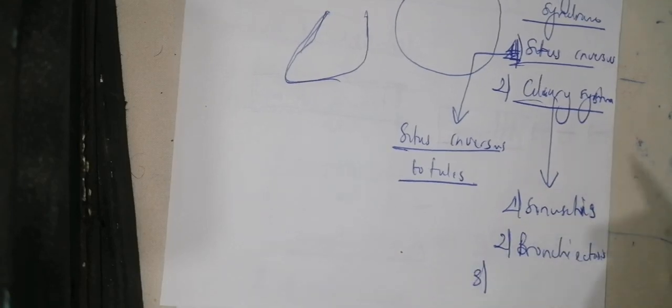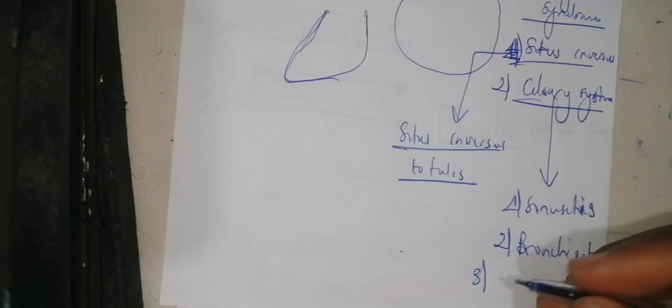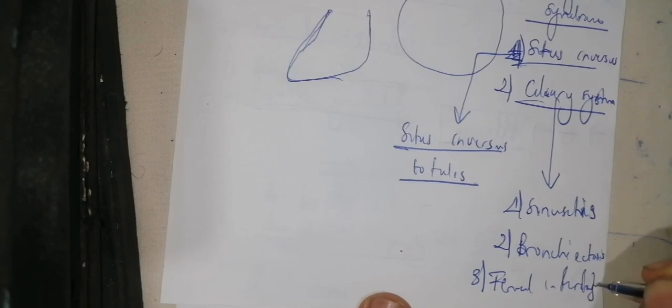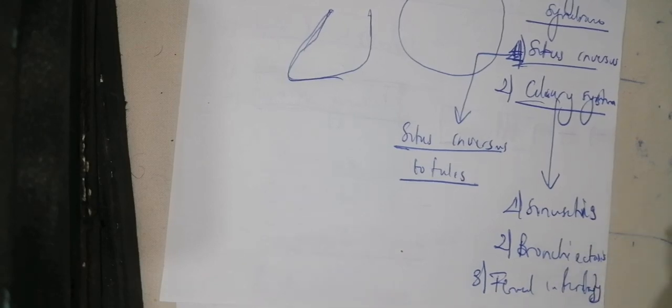The third one is in females. You need to know that the ciliary system is required to push the fertilized ovum from the fallopian tube into the uterus. That's why in females you can have female infertility, where the ovum cannot be pushed. Now also in males, you have what?